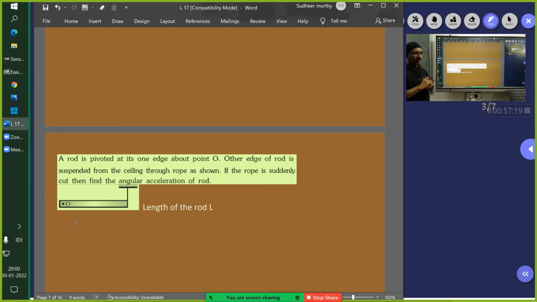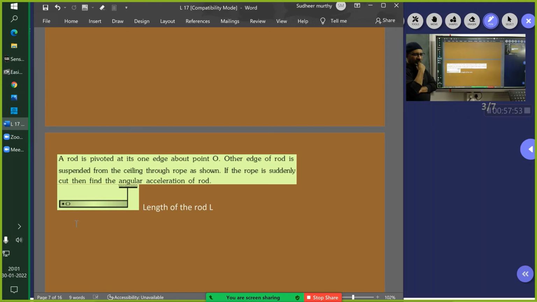What did you do? Sir, when that thread is cut, then before starting, there is mg. Good. Now see, here it is very important: where will you place that vector? The mg will be acting at the center of the rod. Good. So the distance from the pivoted point is L by 2, where the mg force is acting. When we consider the torque equation about that pivoted point, all other forces become zero, and only mg is acting. Yes, sir, only mg is the unbalanced force.